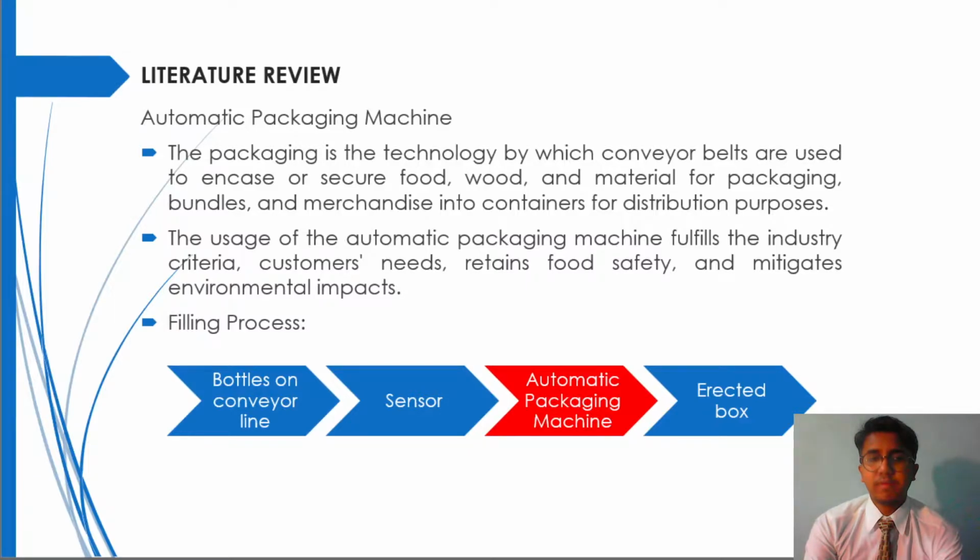This is the flow of the filling process, starting with the bottle on the conveyor line detected by the sensor. After that, the bottle will continue to move to the automatic packaging machine, and then the bottle will be transferred into the erected box, which is formed by the case erector.